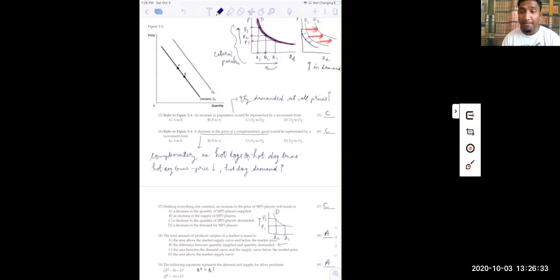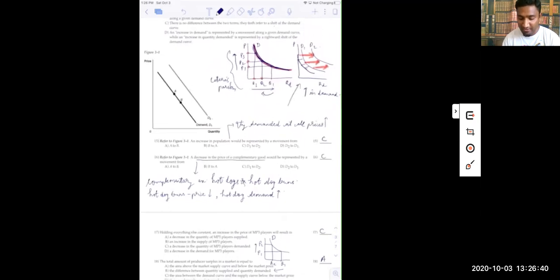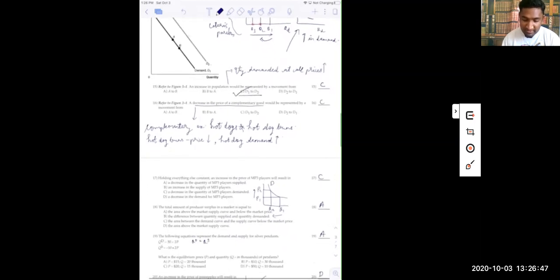So because of this fact, the demand curve will shift towards the right, as we have seen here. So there will be a shift from D1 to D2. Hence the answer is C. Question number 16.